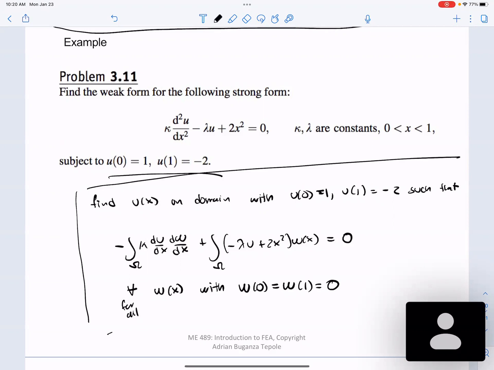Note that the weak form in this case does not have any boundary integrals because we have Dirichlet boundary conditions on both boundaries. So again, that's the final answer.